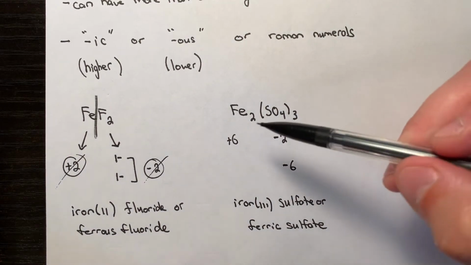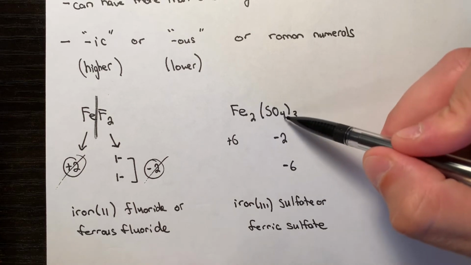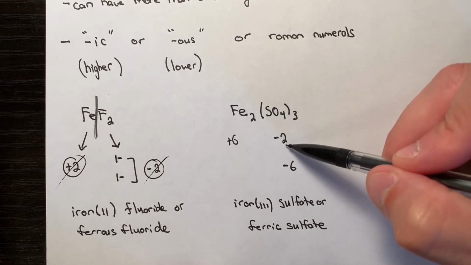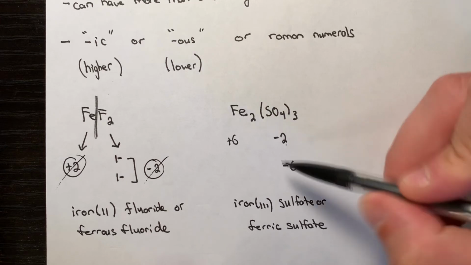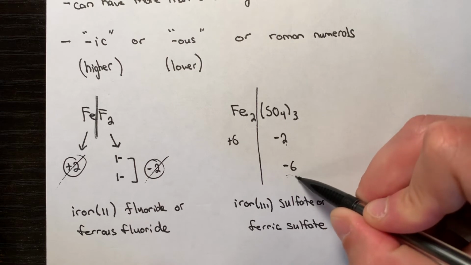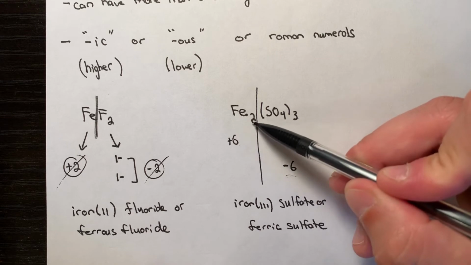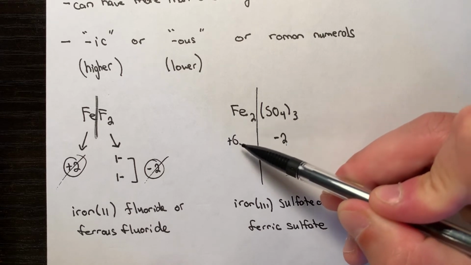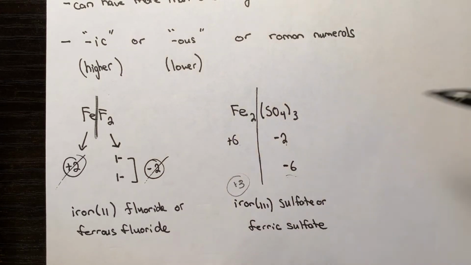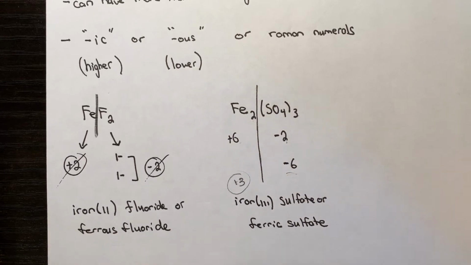Taking a look at a different example that contains iron, in this case it's teamed up with the sulfate, the SO4 polyatomic ion. Sulfate carries a charge of -2. If we have 3 equivalents, that is to say this whole side of our ionic compound carries a charge of -6, which is to say this side needs to be +6. If there's 2 iron ions totaling a +6 charge, that means each one must be +3. So we denote this as iron(III) sulfate, or ferric sulfate.